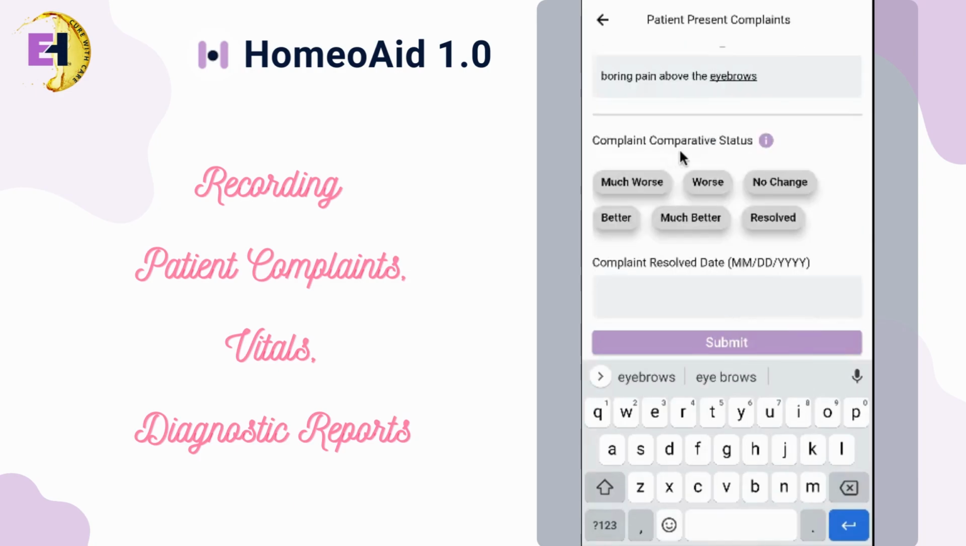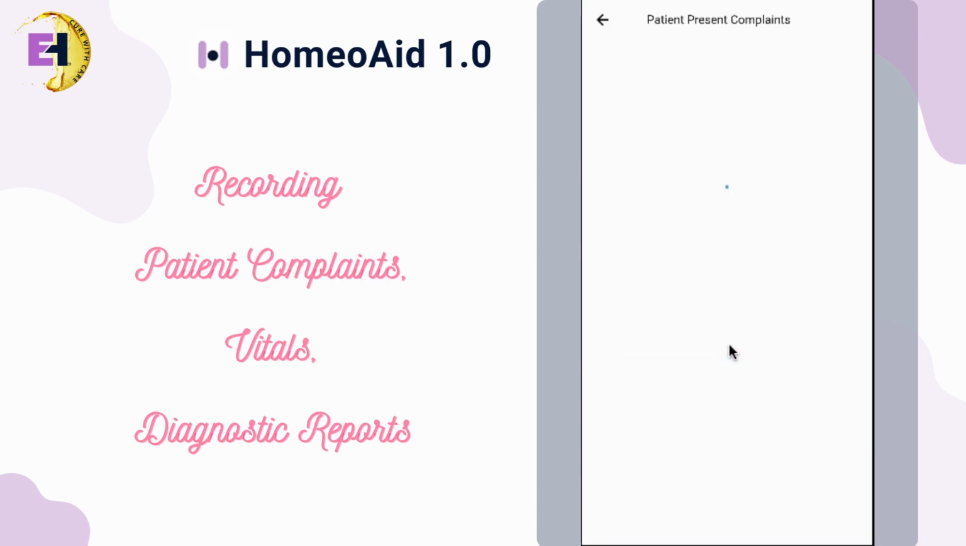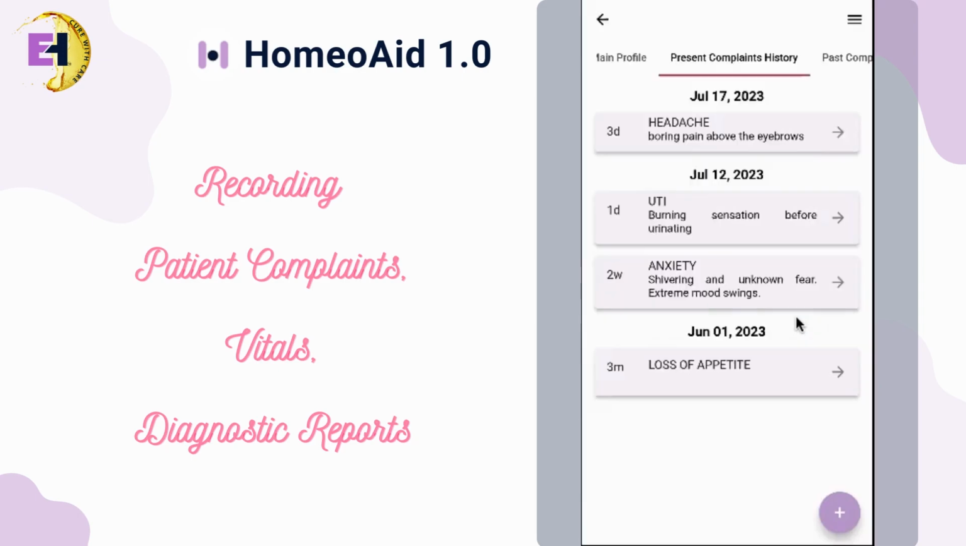So the next one is the complaint comparative status, which will not be a field that you would enter for the first record. From the second record on, when the patient visits you for the second time, you would want to record whether the same complaint has become much worse, no change, better, or much better. And if you choose the option of resolve, then don't forget to enter the complaint resolve date. So now once you have entered all these details, click on the submit button and now the record is saved.